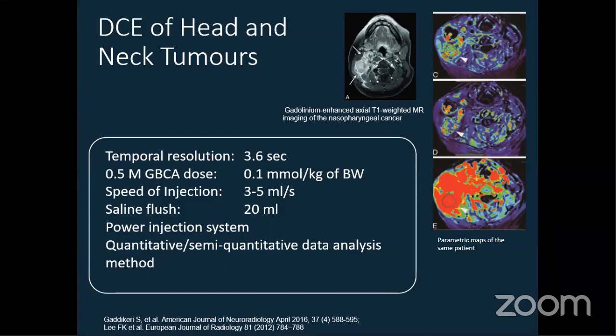Depending on indication and local radiologist preferences, dynamic contrast enhancement can be used for head and neck soft tissue tumors. But in the review by Gadolinium and colleagues of head and neck cancer, it was recognized that dynamic contrast enhancement imaging is in its early stage for this indication, and substantial variability exists in quantification methods and parameter choice and analysis methods.